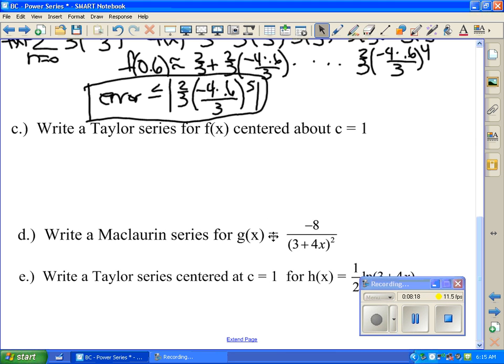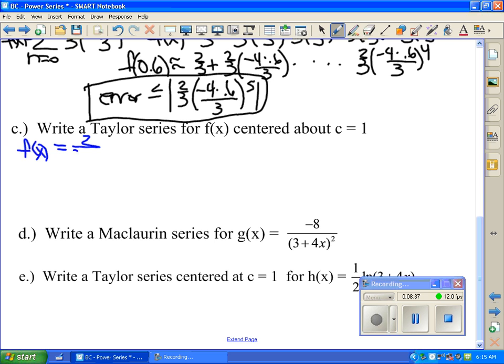Okay, part C says write a Taylor series for f of x centered at c equals 1. Now, even though it says Taylor series, that doesn't mean you're forced to use the definition with the derivatives, because again, a Taylor series is just a power series, and we've learned now several different ways to take a power series. So for this one, f of x equals 2 over 3 plus 4x, I'm going to use my a over 1 minus r method instead.